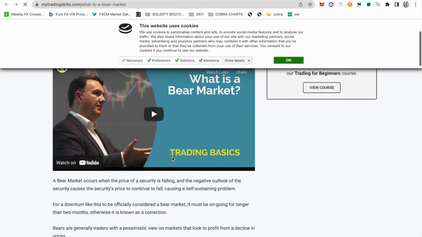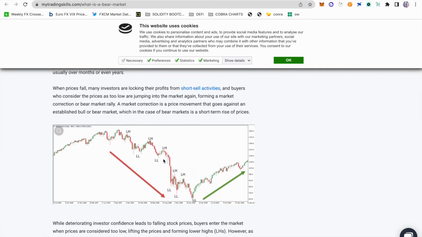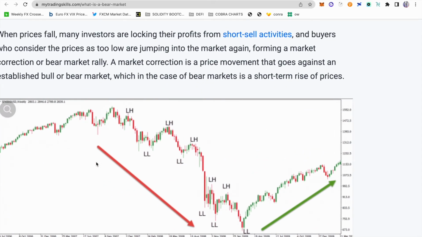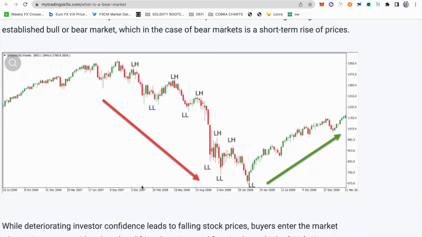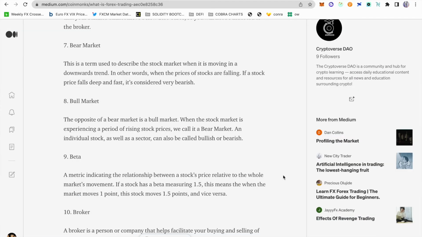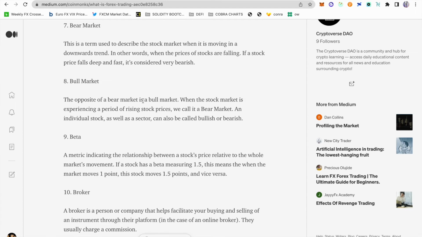When things are moving lower in price action, that means it's a bearish climate. When things are moving higher, what do we call that? Bullish market. The opposite of a bear market is a bull market. When the stock market is experiencing a period of rising stock prices, we call it a bull market. An individual stock as well as a sector can also be called bullish or bearish.